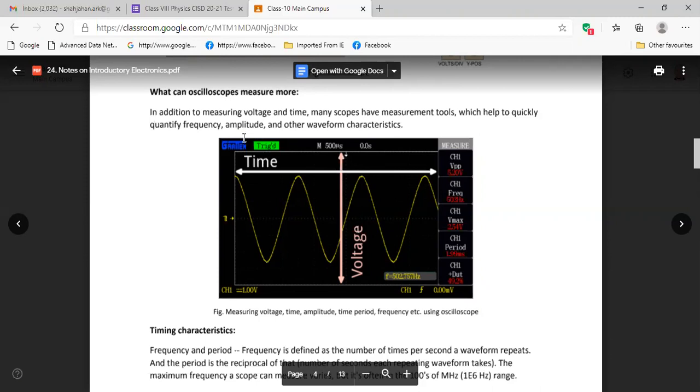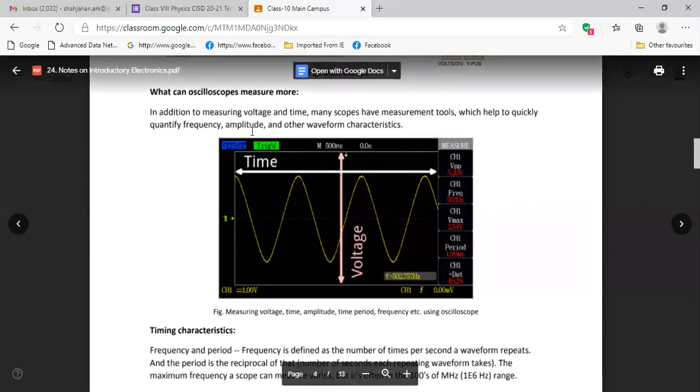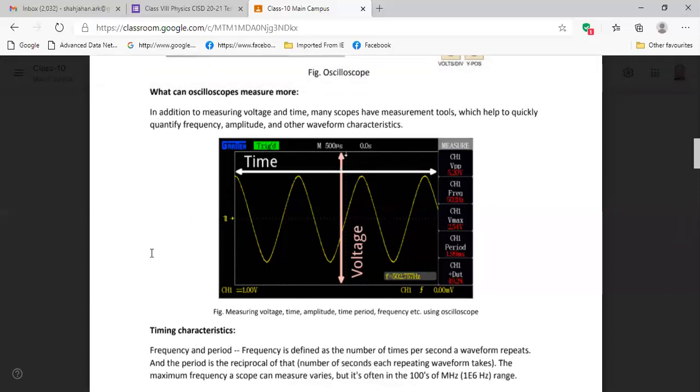So, sir, amplitude refers to voltage, right? Yes, voltage. That means on the y-axis, the amplitude is our voltage. The y-axis is always showing you the amplitude, isn't it? So if you are getting amplitude, you are getting the voltage. That's it. Now, sir, do we have to draw?